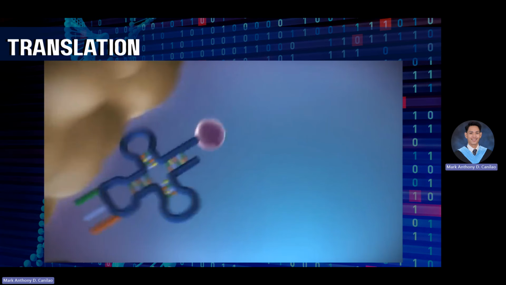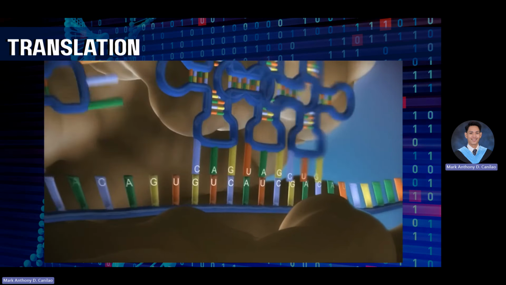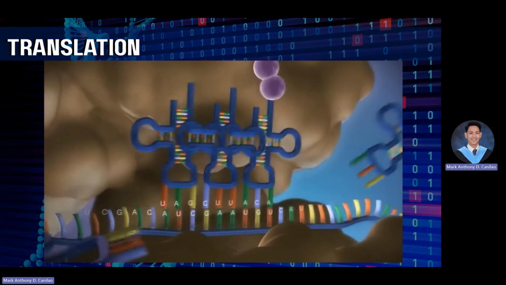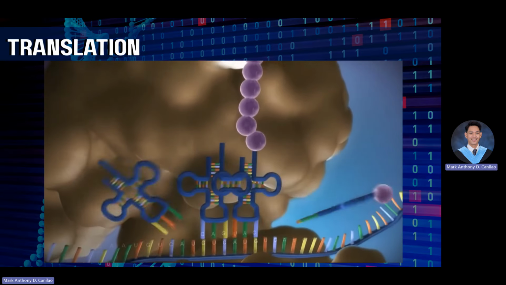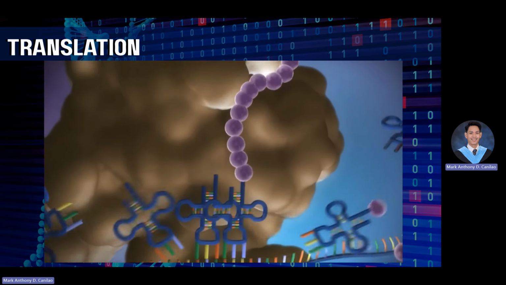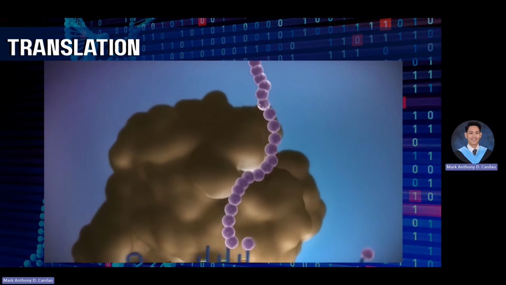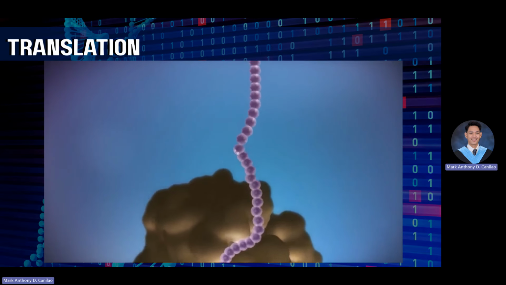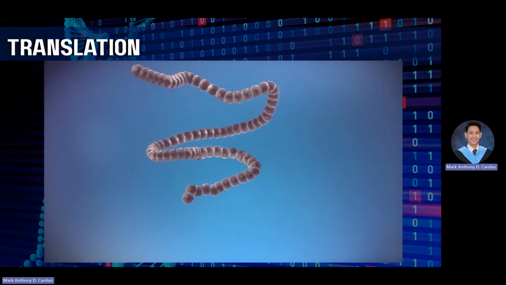The messenger RNA is read 3 bases at a time. As each triplet is read, a transfer RNA delivers the corresponding amino acid. This is added to a growing chain of amino acids. Once the last amino acid has been added, the chain folds into a complex 3D shape to form the protein.